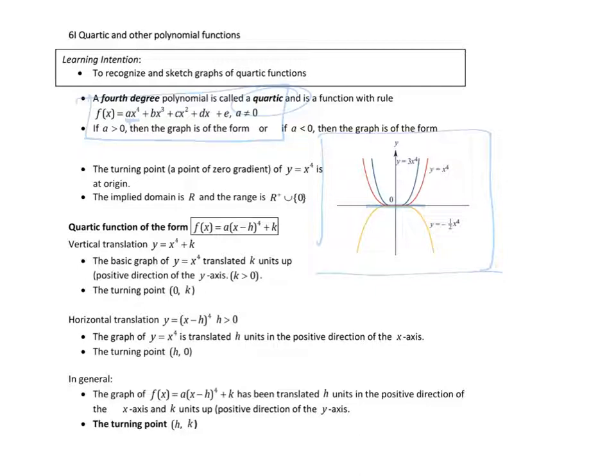The other form that we will be looking at is this one here, which again looks like turning point form for a quadratic. But of course the power here is a 4 rather than a 2. But for all intents and purposes, we can read off that stationary point just like we read off the turning point for a quadratic. So let's have a look at some examples and see how we go with it.